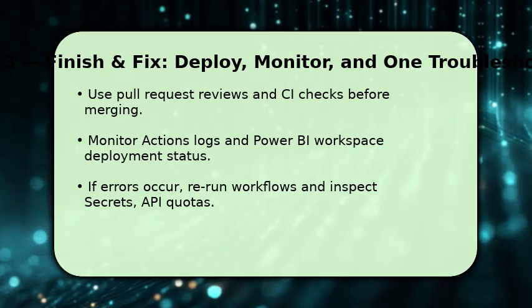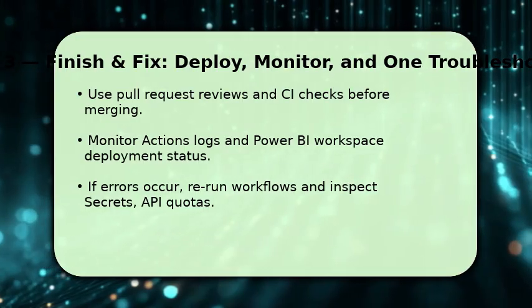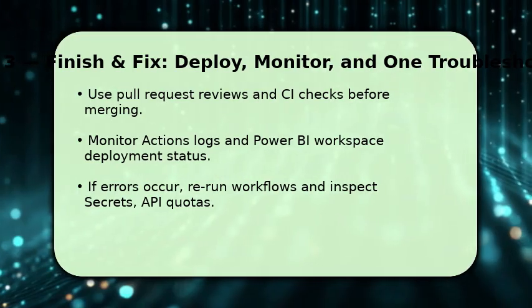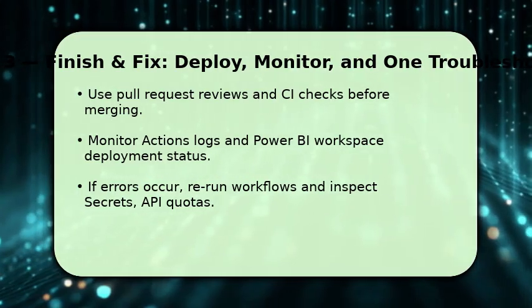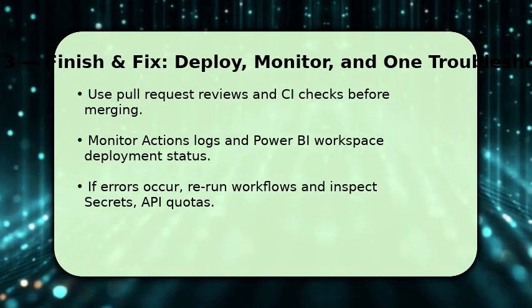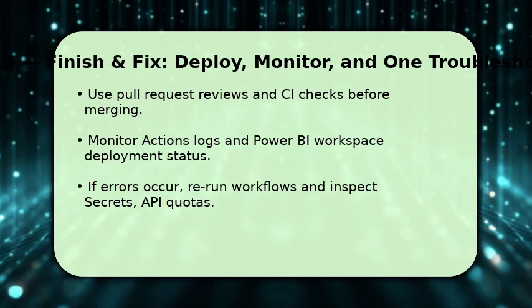Trigger the deployment workflow to publish to the Power BI workspace and verify reports and dataset refreshes. If something breaks, check the GitHub Actions logs first, then confirm secrets and API credentials. Make sure you are within rate limits. Finally, rerun the failed job after fixes and document the solution so the team learns from the incident.